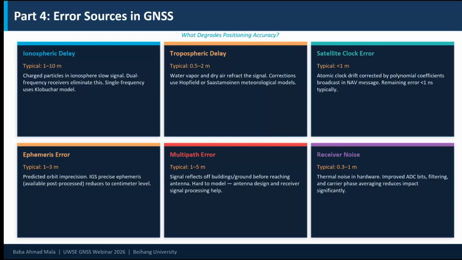And then next we have noise. Its error is from the range of 0.3 to 1 meters. It includes thermal noise in hardware. It can be improved using ADC bits, using filtering, and using carrier phase averaging, which reduces the impact significantly.